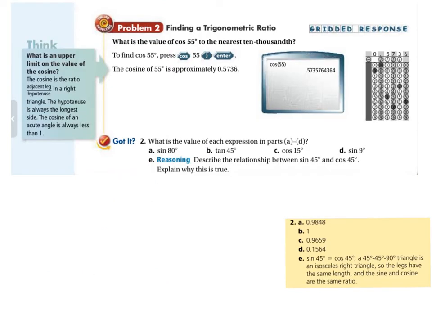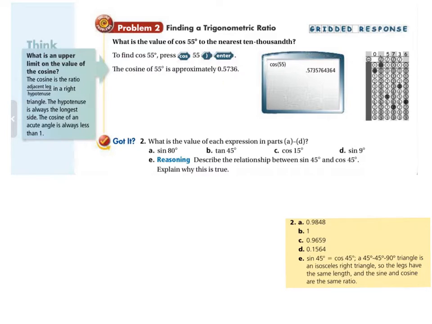Just as we discussed in the vocab videos, finding a trig ratio: what is the value of cosine 55 degrees to the nearest 10,000? So again, to find that, cosine button, 55, close the parentheses, enter, and we get this. Again, no matter how big the triangle is, a right triangle, and you're looking at a 55-degree angle, it's going to be the exact same ratio, the exact same cosine.